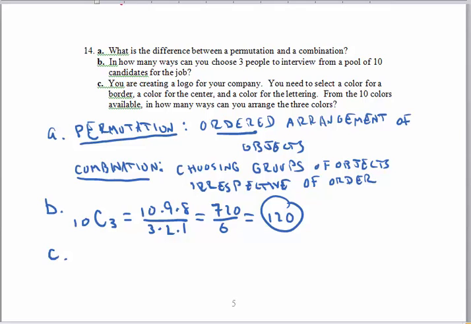So this is still, out of 10 objects, you're picking 3, but in this case, it's a permutation, because the order is important, right? Because you're choosing border, center, and lettering. So in this case, you have 10P3, which is actually just 10 times 9 times 8, which is 720. So in this case, there'd be 720 possible arrangements.